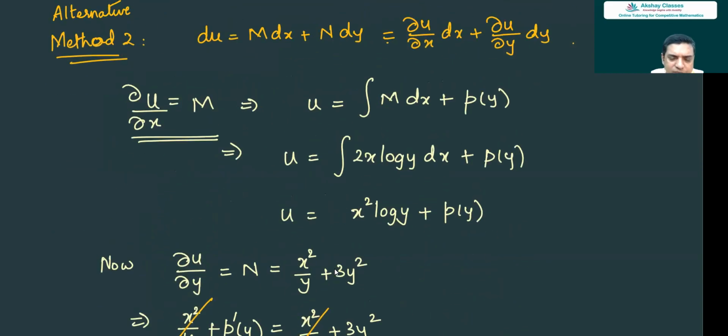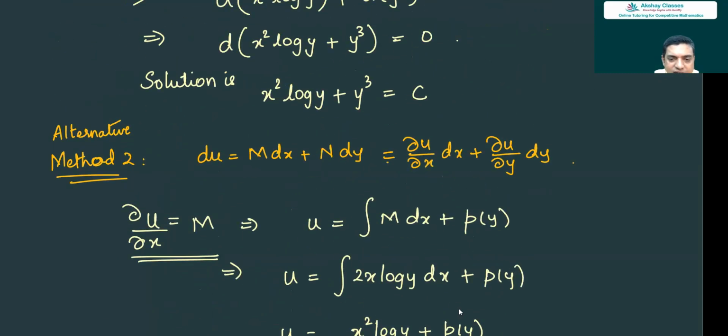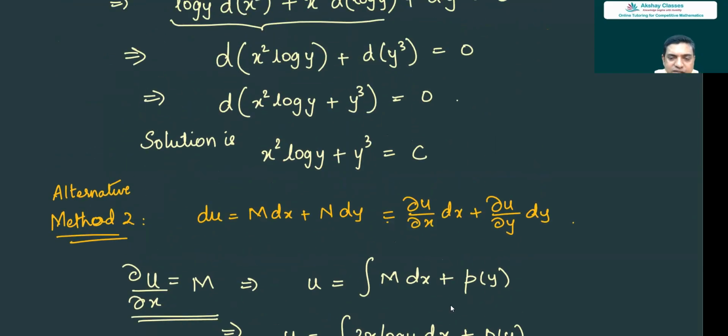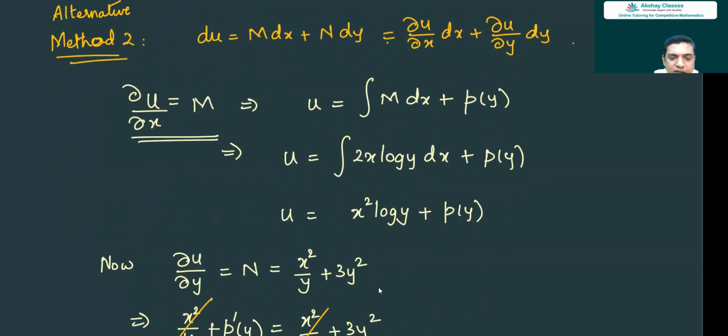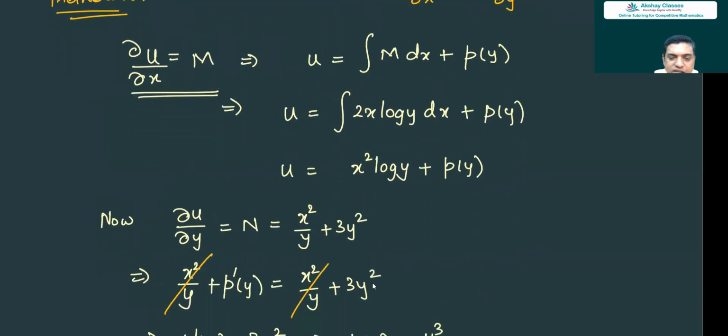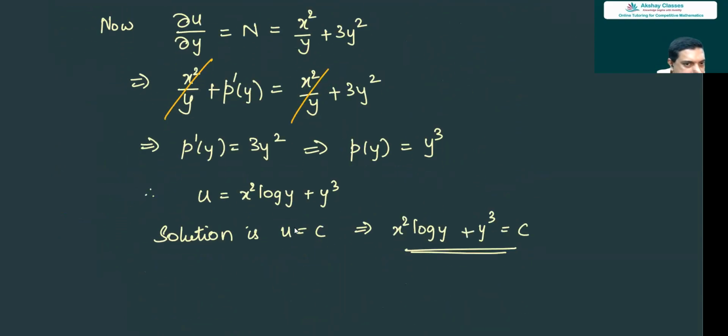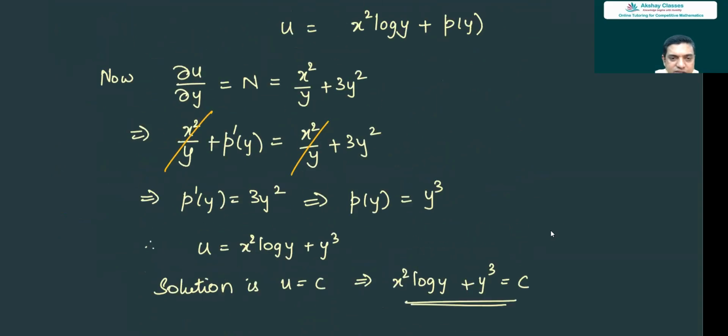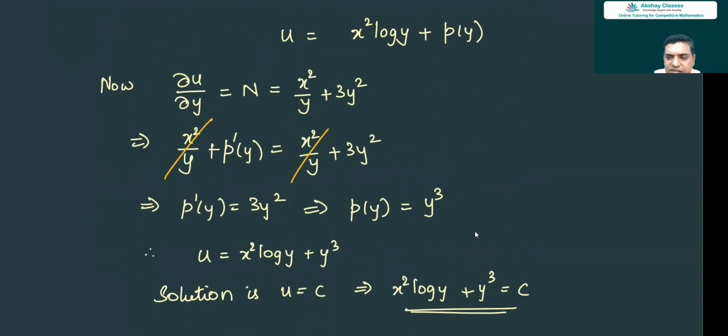Alternatively, that formula we can apply: integral of m dx plus integral of n, omitting the terms containing x, dy. So when you do that, directly you get this term, x square log y plus y cube equal to c. All right, this is an exact differential.